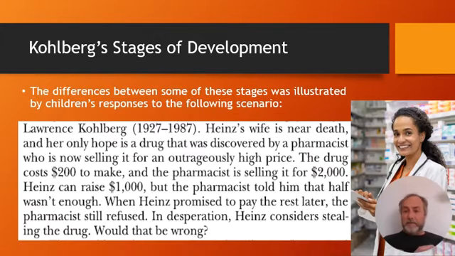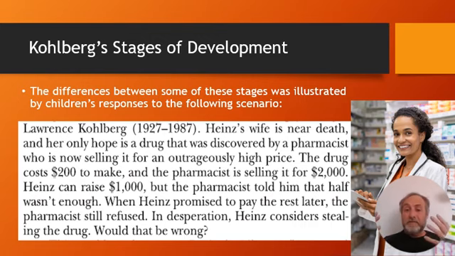So here's one example of one of the scenarios that Kohlberg would give the children. This is about a fellow named Heinz. He says, "Look, there's a guy named Heinz, and he's married, and his wife is almost near death. She's got a terrible disease. Her only hope is a new drug that was discovered by a pharmacist, but the pharmacist is selling it for a very high price. The drug only costs $200 to make, but the pharmacist is selling it for $2,000. And Heinz tries to scrape together as much money as he can. He can only raise $1,000.